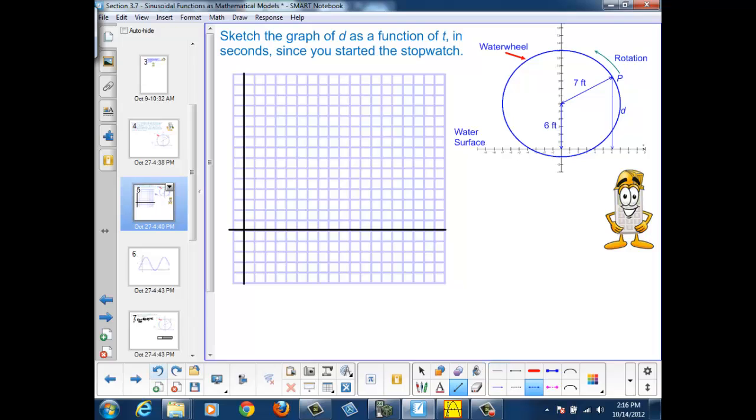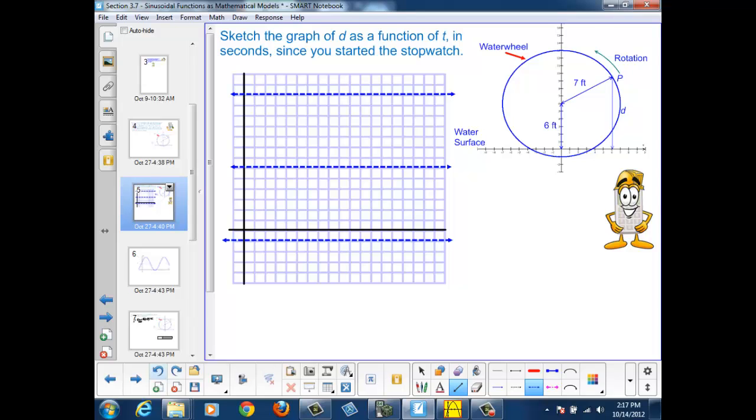First of all, I'm going to draw a line through the center of our water wheel at 6 feet above the horizontal axis, right here. Then I'm going to draw a line at the upper bound, the highest point on our water wheel, which would be 6 feet plus our radius of 7 feet, or 13 feet, which would be right up here. And another line at our lower bound, or 1 foot below the horizontal axis, 6 minus 7.